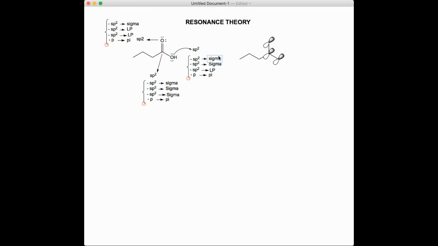I want you guys to answer a different question for me, and that will hopefully clarify the question that I just asked. How many electrons do we have in a pi bond here? How many electrons are composing a pi bond?